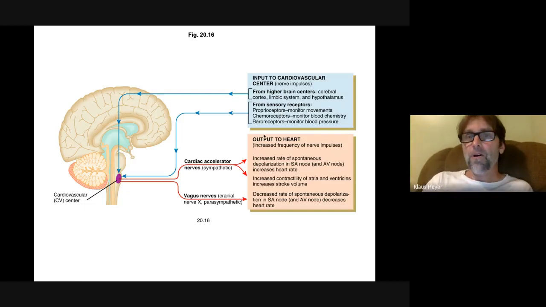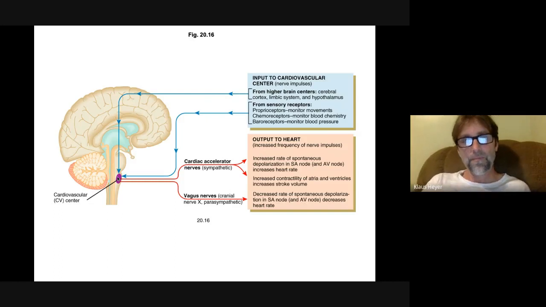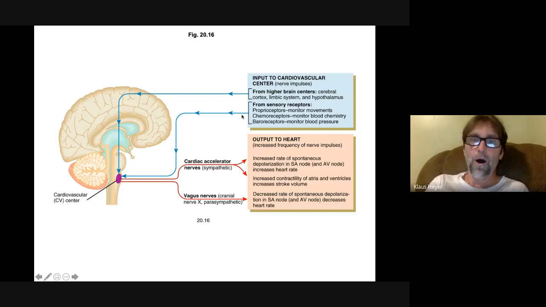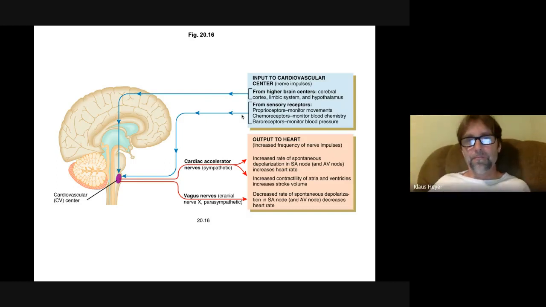Baro means pressure, like a barometer. Baro means pressure. Is your blood pressure too low? I'm going to send a signal to your cardiovascular center and tell your brain, hey, go tell the heart to speed up its heart rate. The pressure is low. Right? So that's the signal in, and that's the signal back out to the heart. So you've got a wire going from different places in your body up to your brain. You've got another wire coming back down to your heart. Speed your heart up or slow it down.